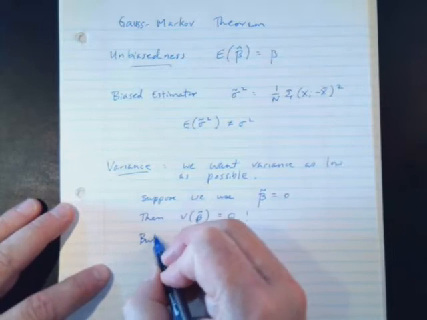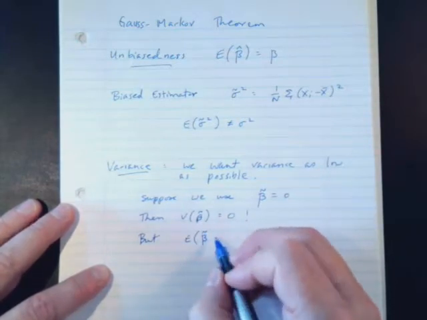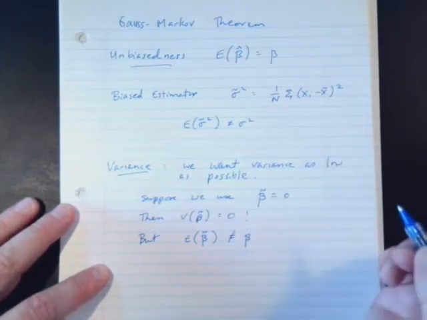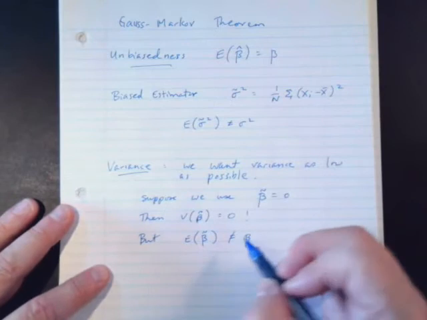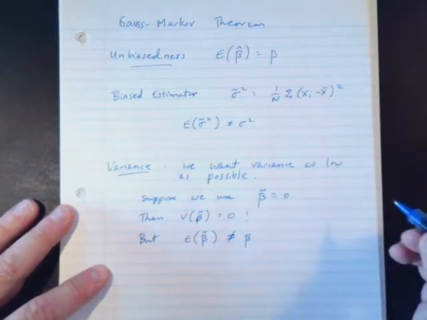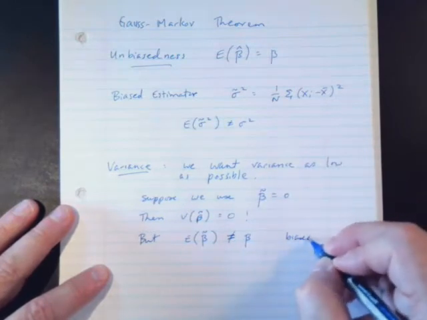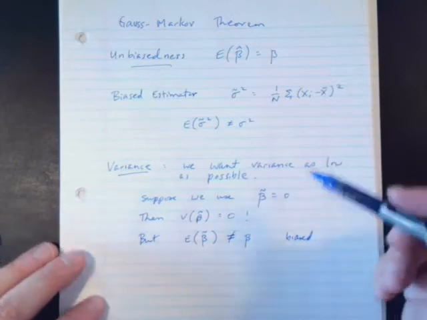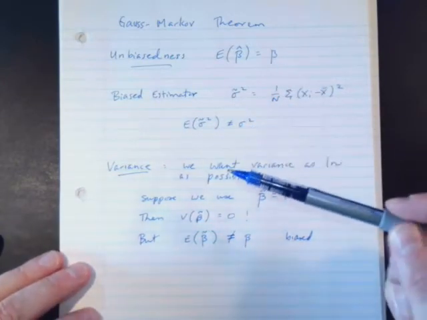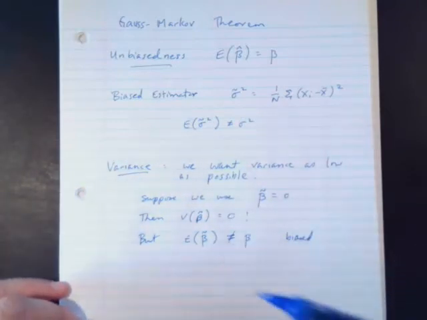The expected value of beta tilde does not equal beta, except by fluke. But in most cases, that's not going to be true. So it's biased. Okay, so we're going to limit ourselves and say, well, we only want to use unbiased estimators. And then within that category, we want to get an estimator with the lowest possible variance.